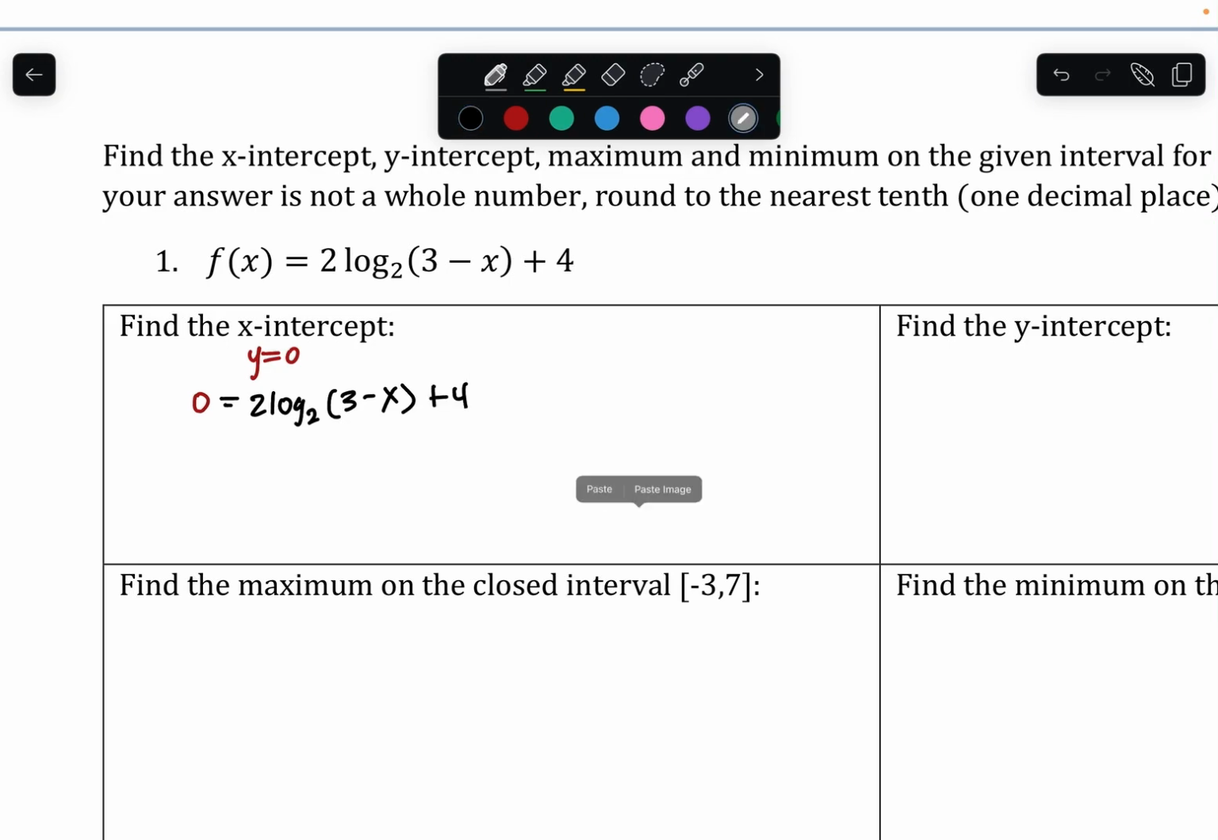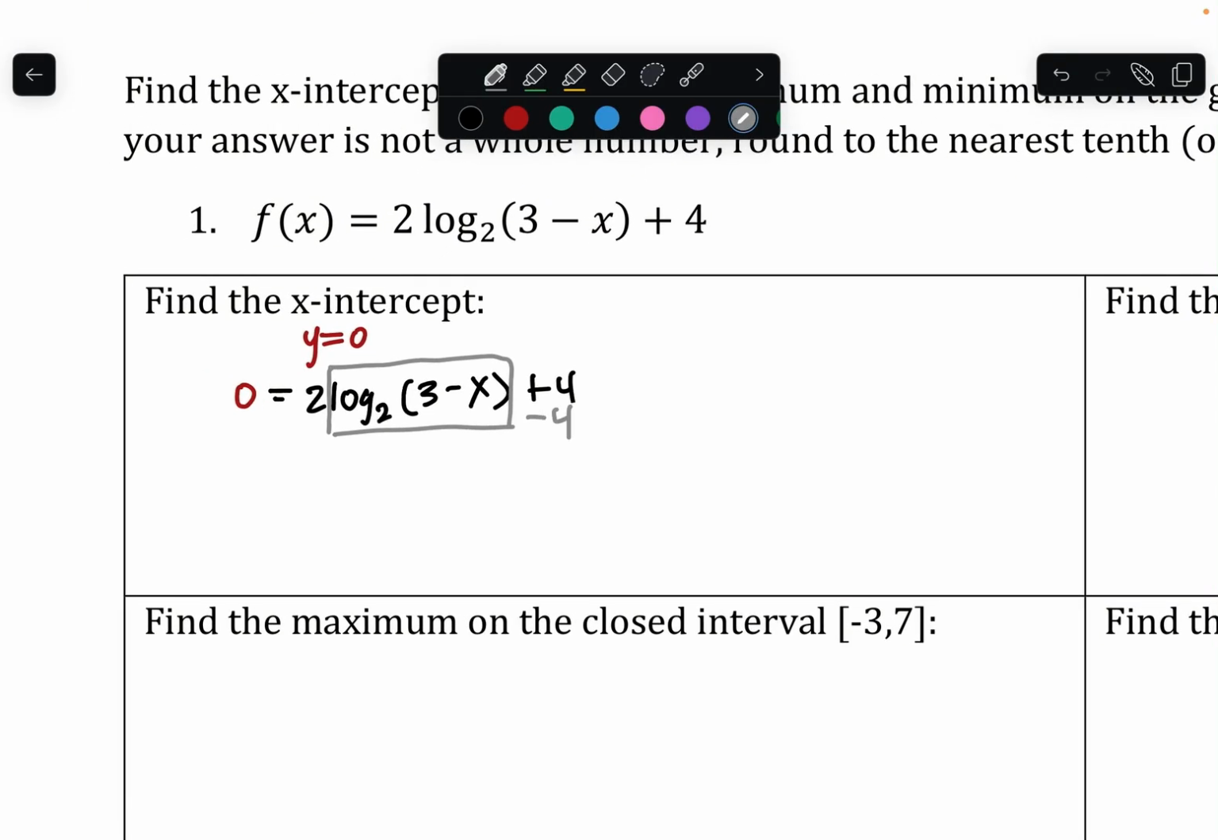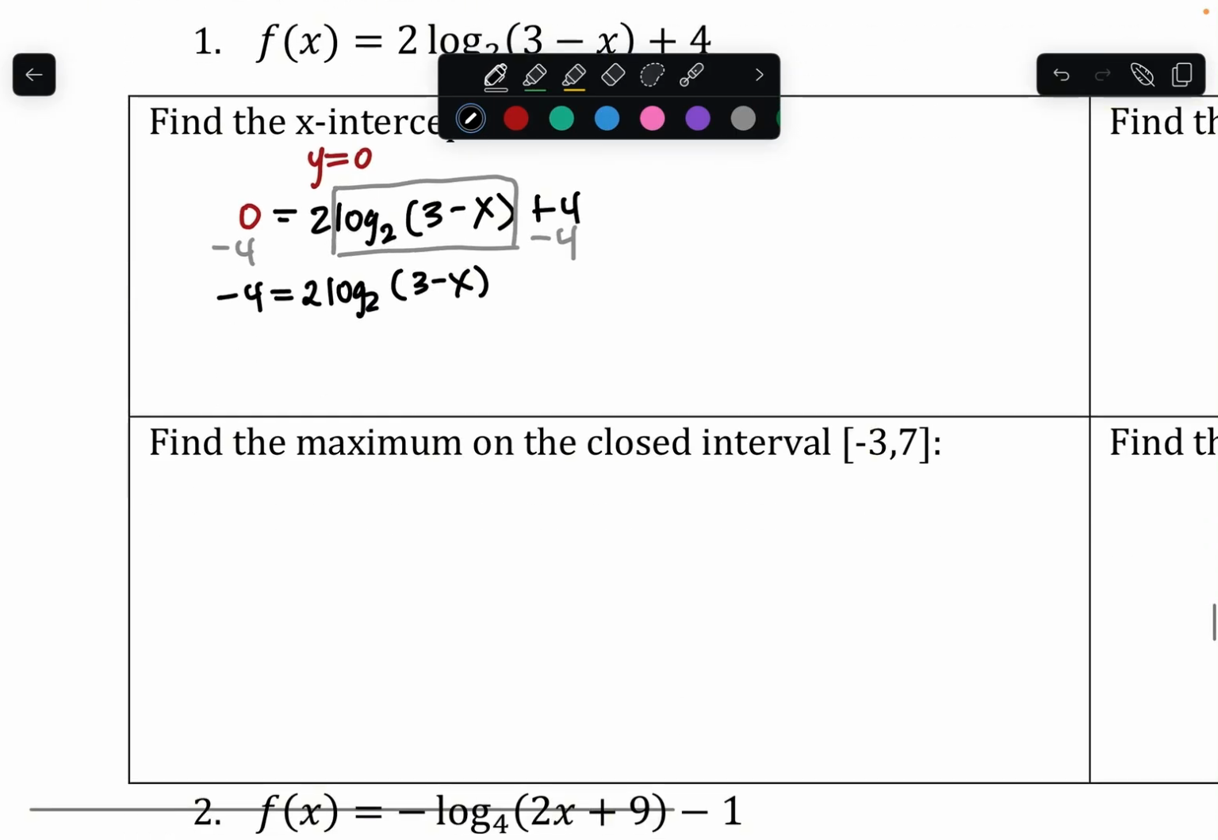Again, we are trying to isolate the log. So I like to put a box around it so you can see the log and its argument. So my first step is to subtract 4, which gives me -4 equals 2 log base 2 of (3 minus x). And then we still have a 2 that's being multiplied, and so now we divide both sides by 2. So that gives me -2 equals log base 2 of (3 minus x). Now we're ready to convert.